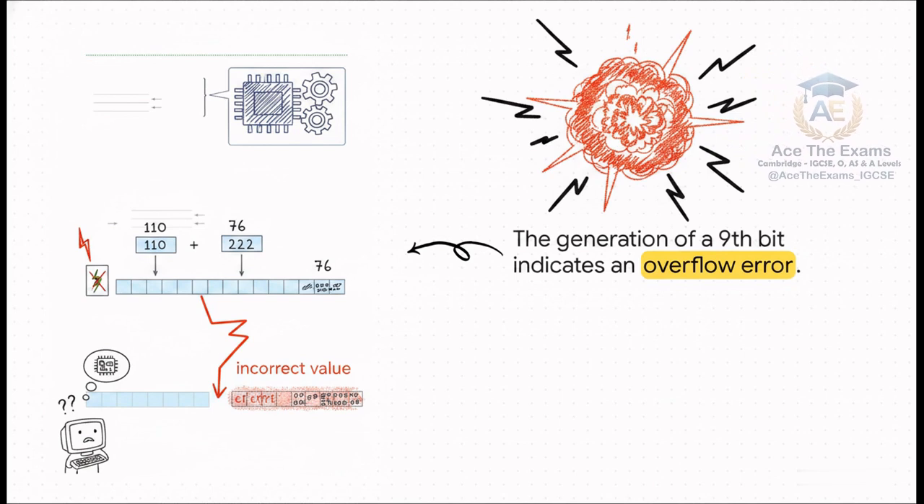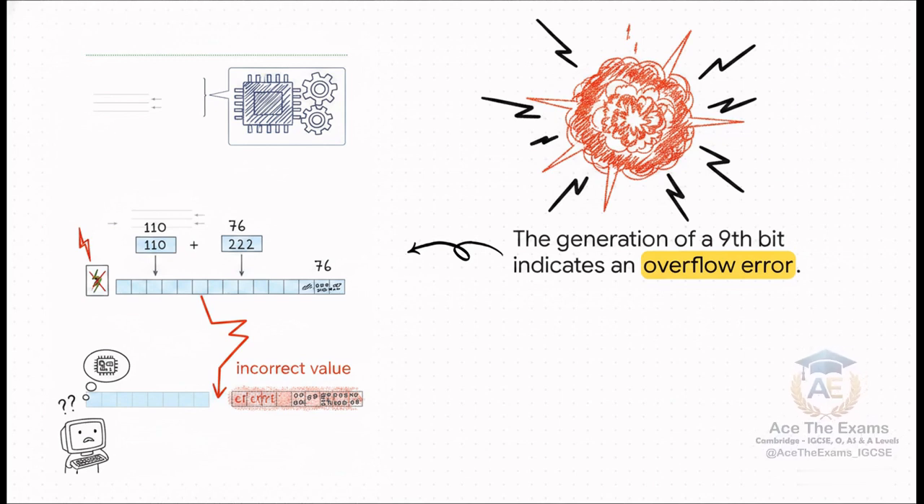Okay, back to the strategy. If you get a question on overflow errors, apply PEL. Point, the calculation exceeds the register size. Evidence, a 9th bit is generated in an 8-bit system. Explanation, the hardware cannot store the extra bit, causing it to be dropped.